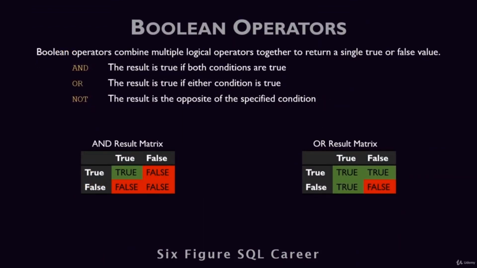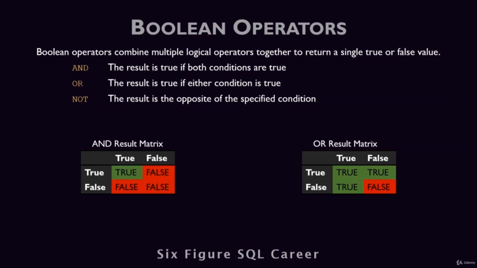Boolean operators combine multiple logical operators together to return a single true or false values. There are three Boolean operators: and, or, and not. So and returns true if both conditions are true. So if you look at the and result matrix in the bottom left, if condition A is true and condition B is true, then it will return true. But if either one of them is false or they are both false, then it will return false.